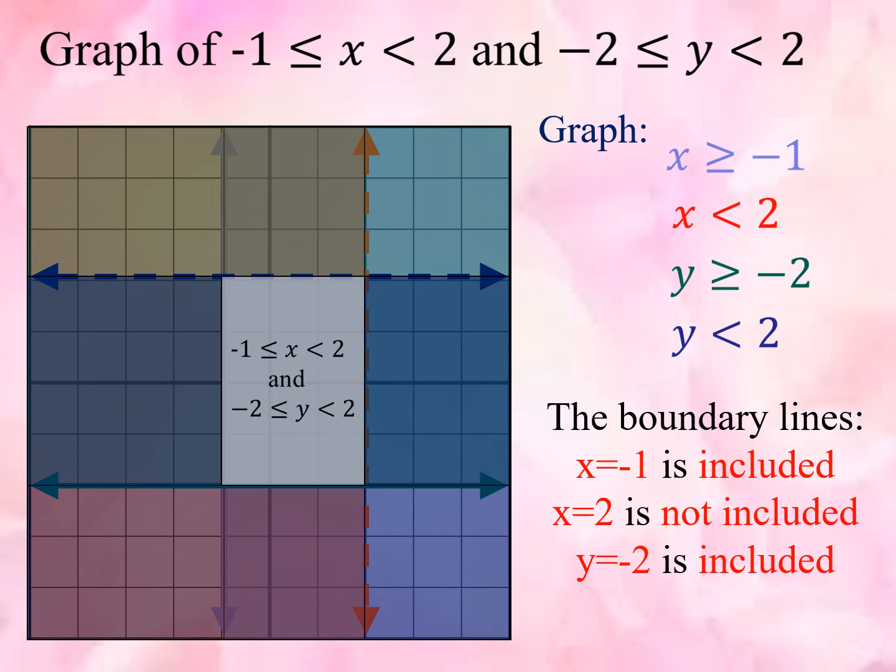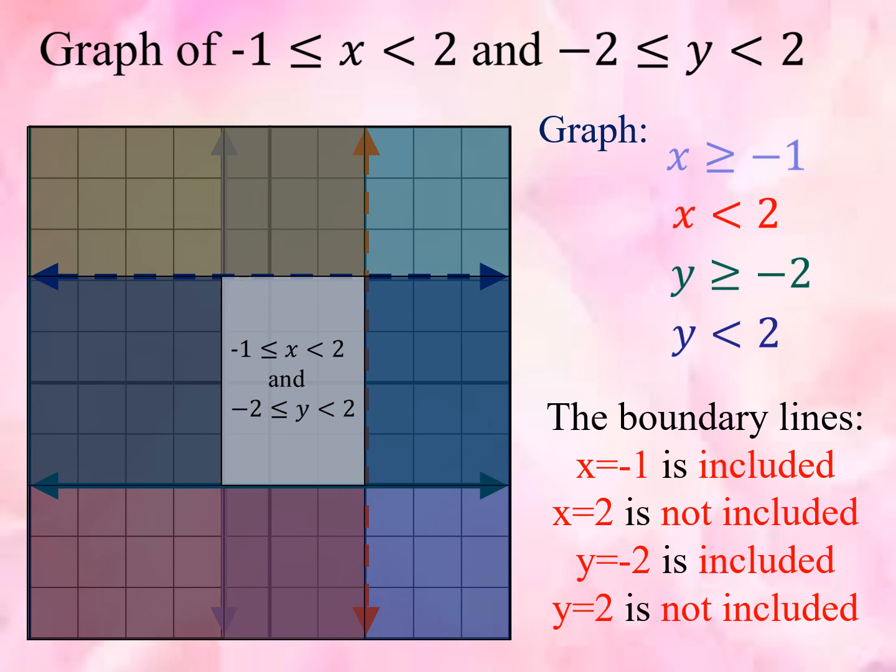Then we have y equals -2. It is included because it came from y greater than or equal to -2. And then we have the last one, y equals 2 is not included because it came from y less than 2. So that's it. That's the last example.